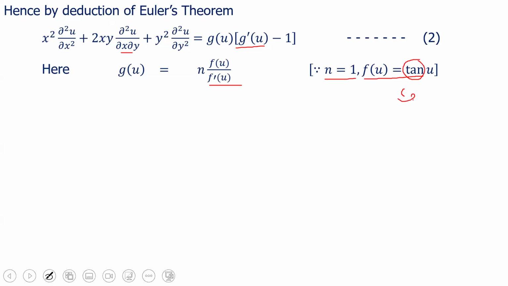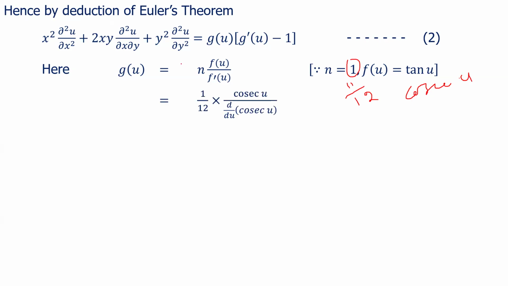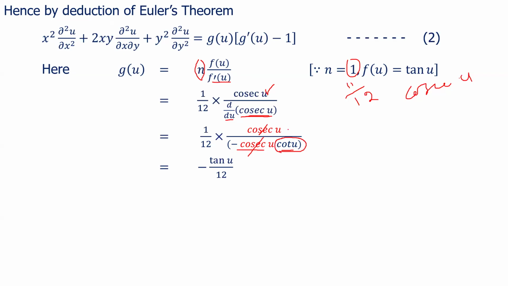Here f of u is cosec u, and n is equal to 1 upon 12. So let us put all these values: n equal to 1 upon 12, f of u is cosec u, and f dash of u is nothing but the derivative of cosec of u. Let us simplify: 1 upon 12 into cosec u. What is the derivative of cosec u? It is nothing but minus cosec u into cot u. So cosec u will cancel, and we have minus 1 upon cot u, which is tan u, so minus tan u upon 12. This is the value of g of u.